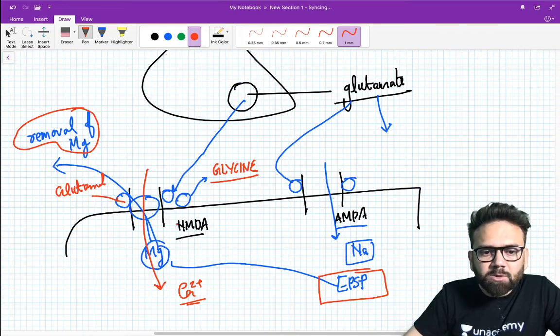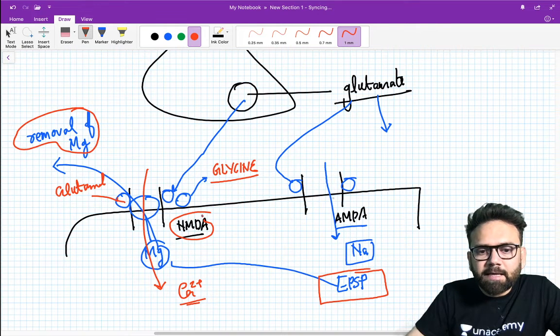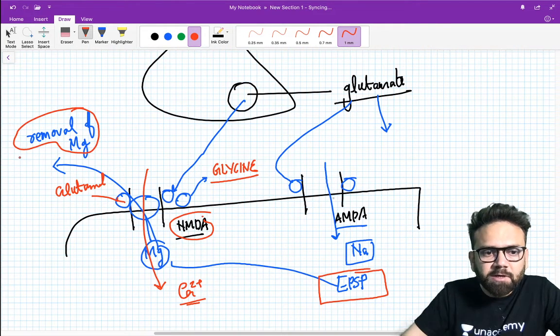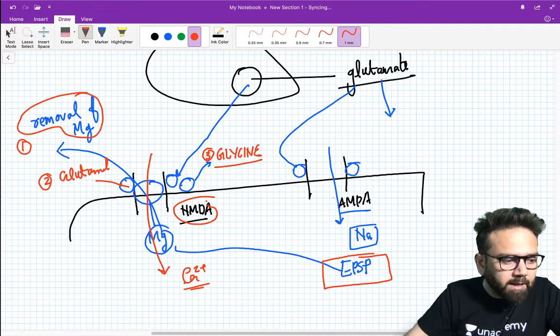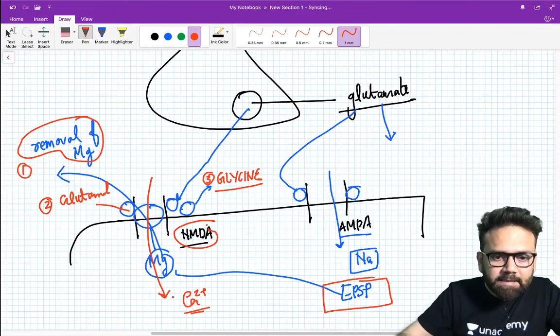Now, magnesium is removed, but NMDA has three requirements. First is removal of magnesium, second is attachment of glutamate, and third is attachment of glycine. Now this will cause influx of calcium, and this calcium can cause retrograde signal.